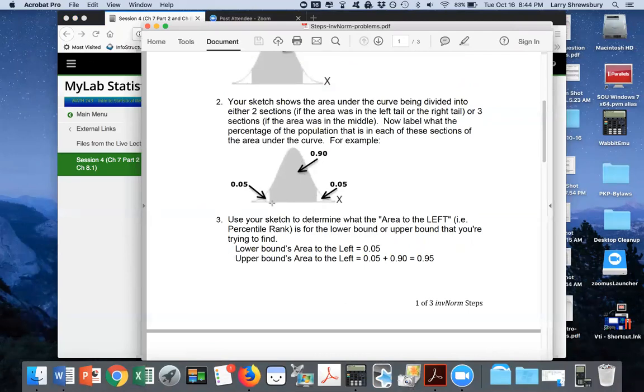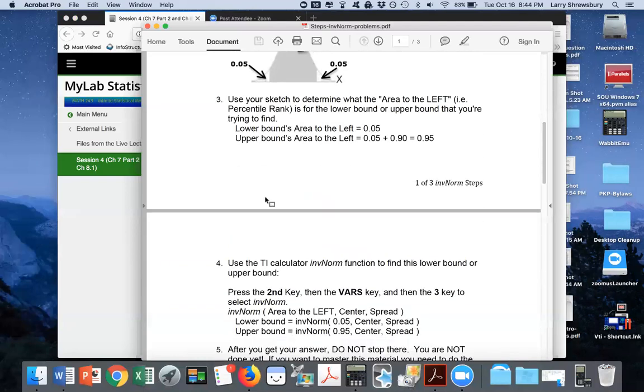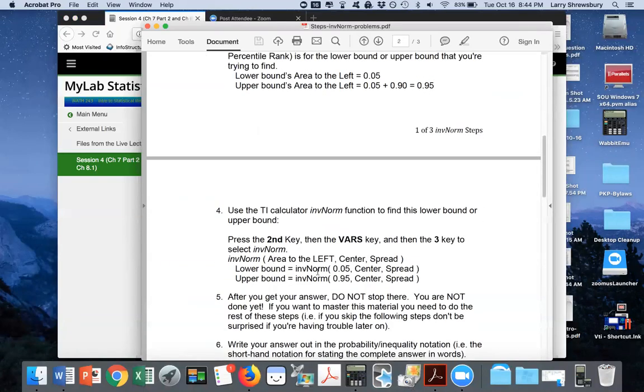Now, how do I find that lower bound? Well, what does inverse norm do? It gives you a point on the number line. All it needs to know is the area to the left, the percentile rank, and the center and spread. See, well, I've got all that. The area to the left here is 0.05, and the mean and standard deviation, center and spread, have been given to me. So you could fill all that information in to get that.